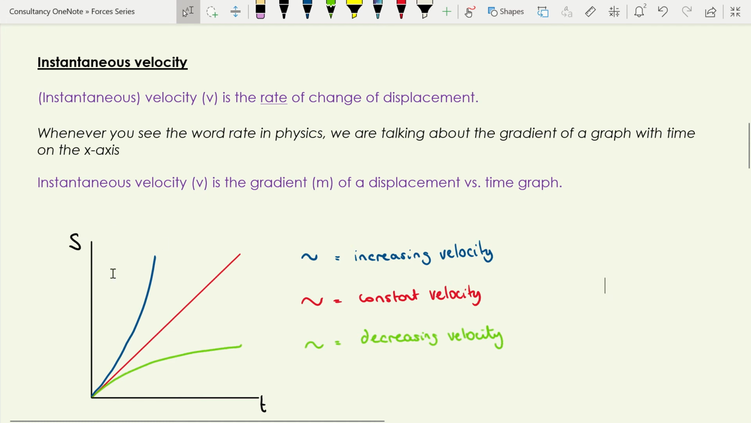So from this displacement versus time graph, we can actually describe what's happening to the velocity. In this blue, you can see the gradient is increasing over time, so the velocity therefore is increasing. Red, the gradient is the same the whole time because it's a straight line, so that's constant velocity. And the green shows the gradient decreasing over time, so that's showing decreasing velocity, essentially.